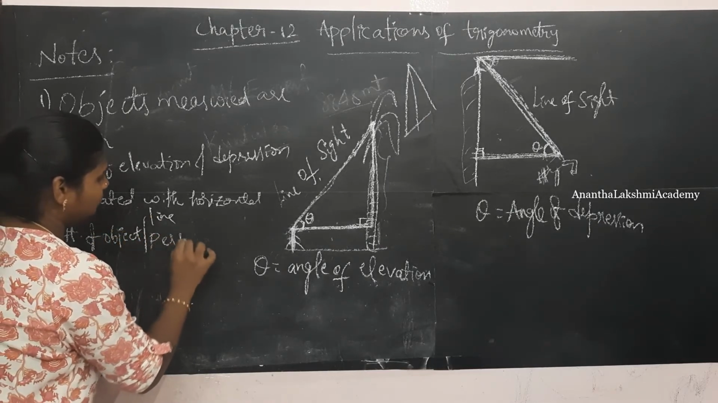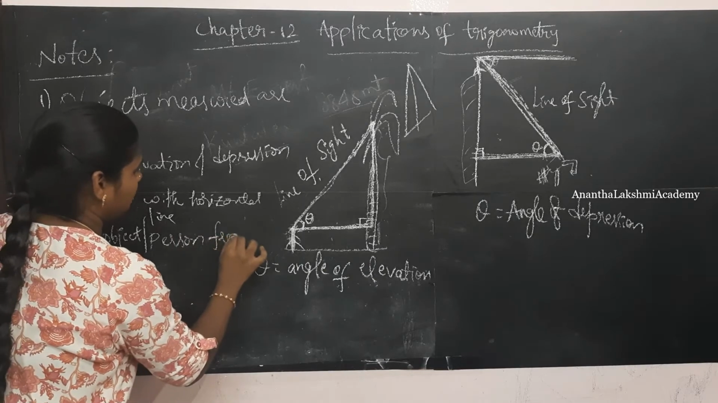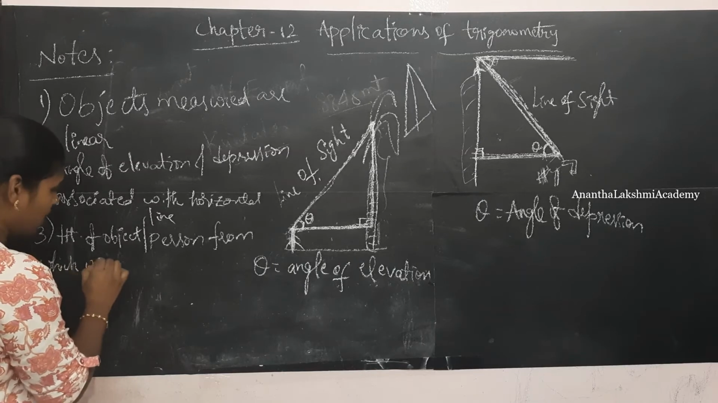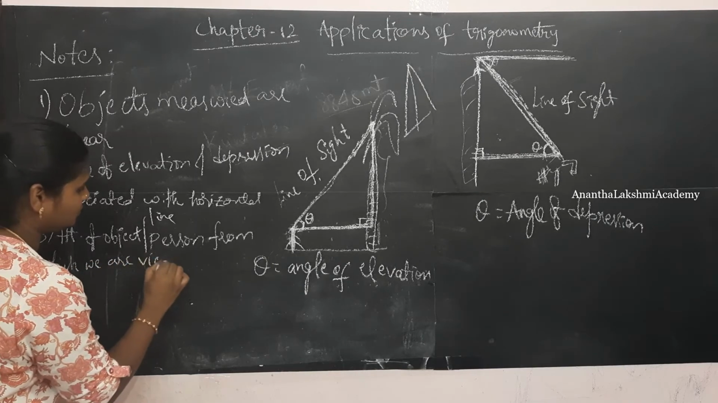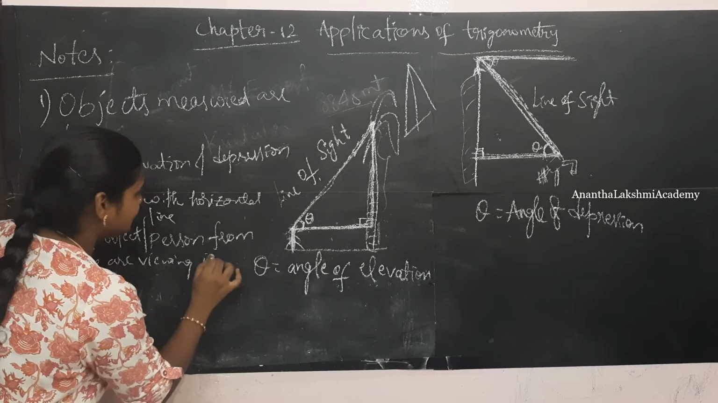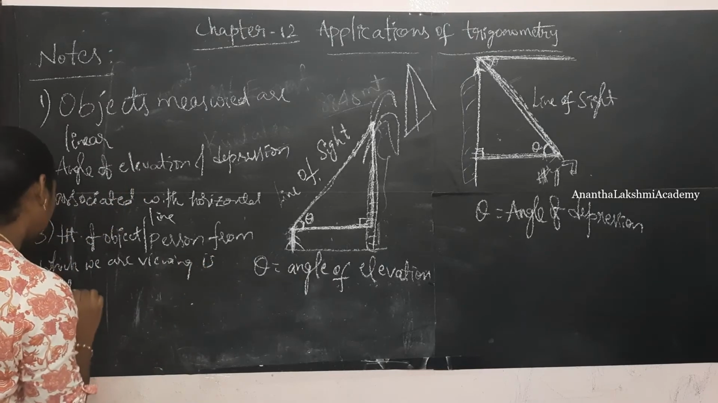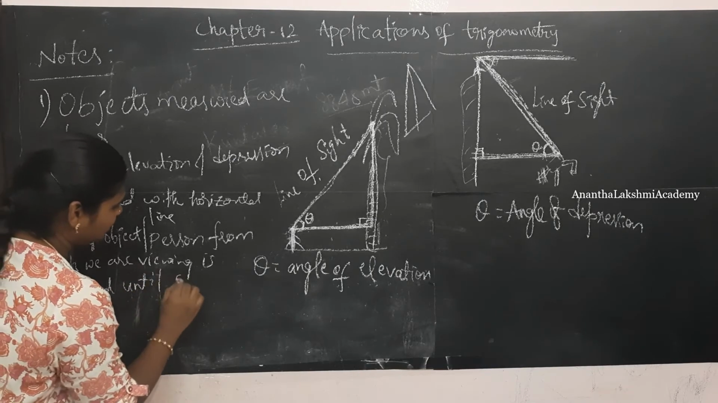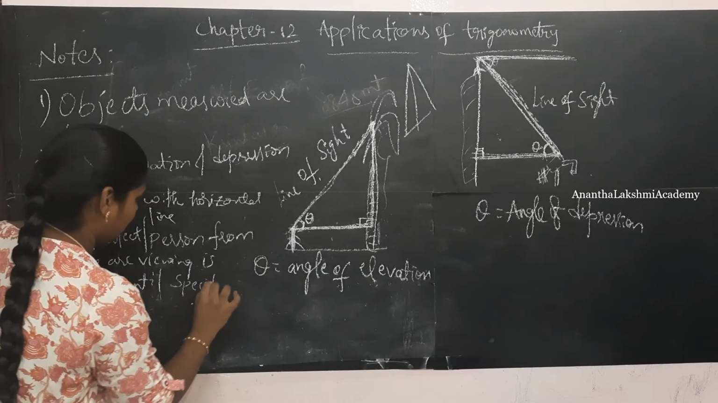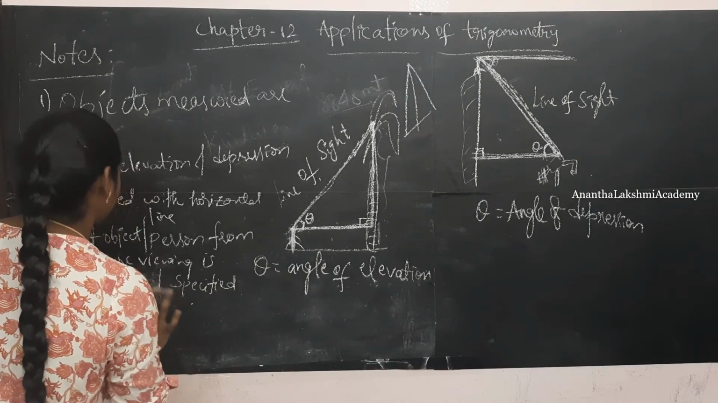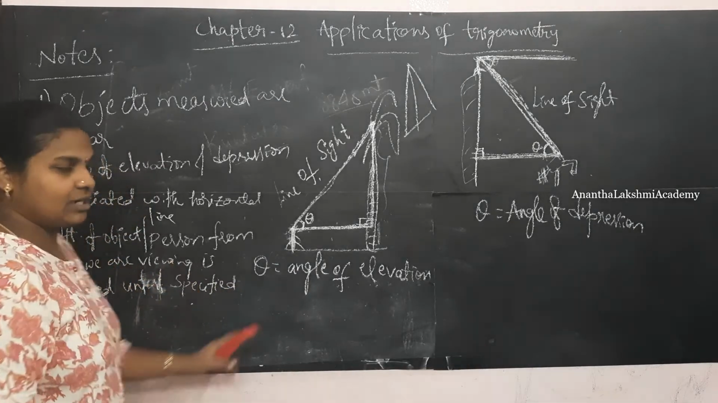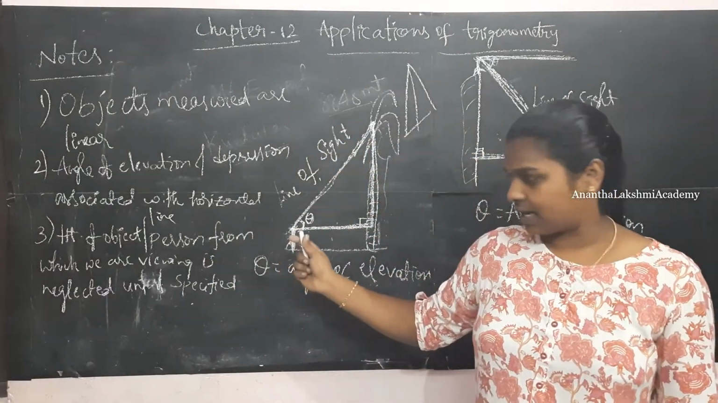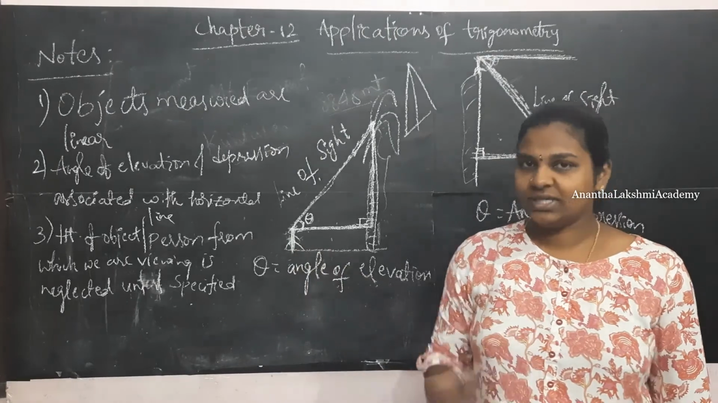So the height of the object or person from which we are viewing is neglected unless specified. If they clearly mention that this is the height of the object or the person, only then are we going to consider that height. If not, we are going to neglect that.